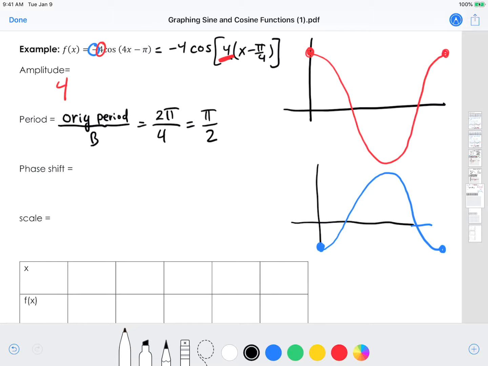Now the phase shift is this right here. That tells me that when I start, instead of starting at 0, I'm going to bump it over pi over 4 to the right.